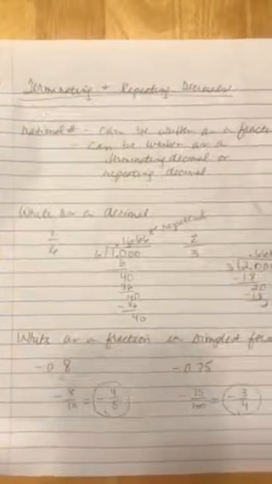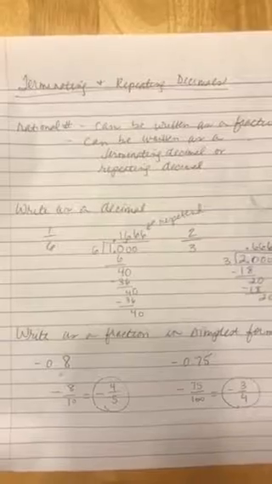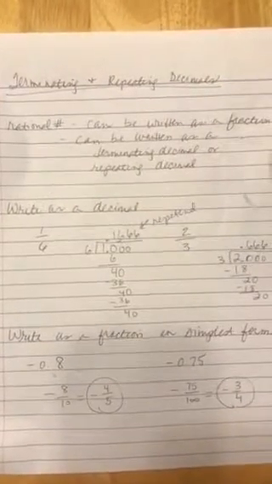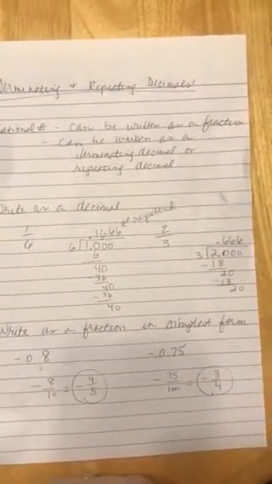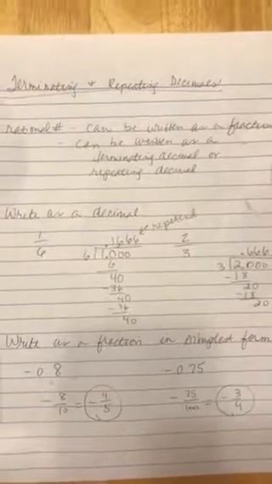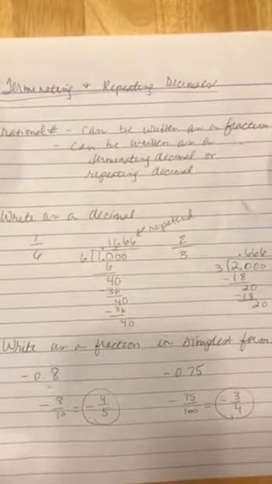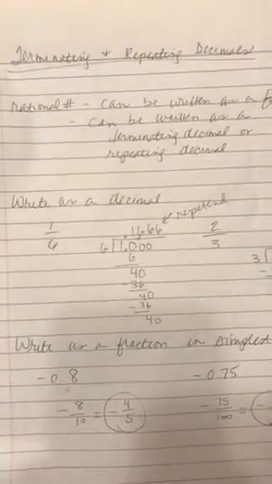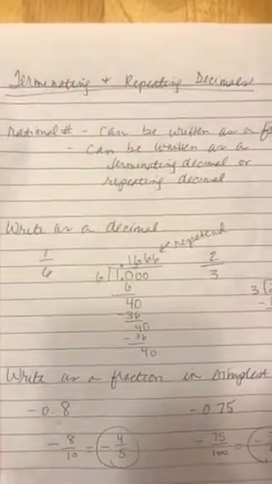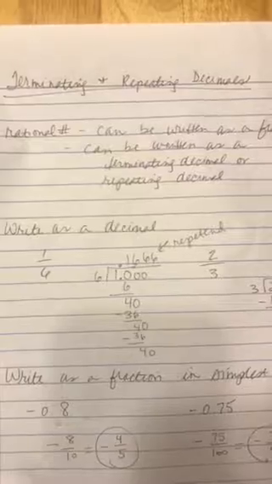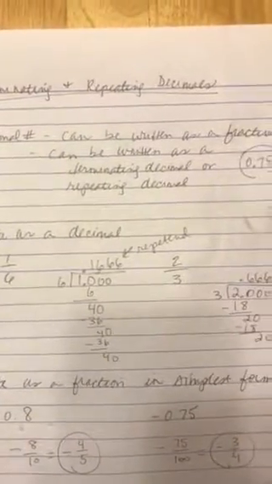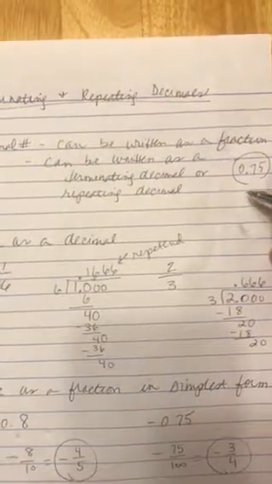You're taking a look in this lesson at terminating and repeating decimals. And this lesson starts out with the definition of rational numbers. A rational number can be written as a fraction, and every rational number can be written as either a terminating decimal or a repeating decimal. A terminating decimal would be something that ends, like 0.75 or 0.8 or 0.9 or 0.1.